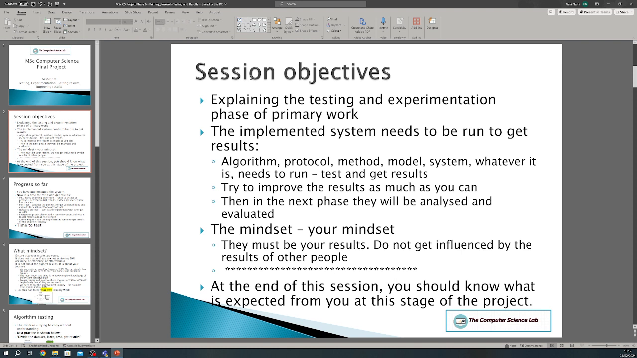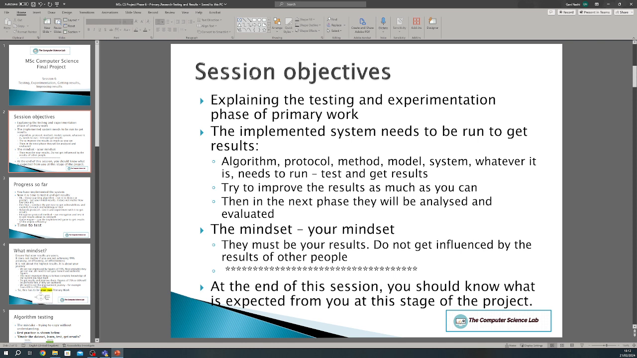So after that, you will try to improve those results. So what have you done with it? It's not just about getting some results and then displaying them and showing that, yeah, I have done this. No, it is about improving them, analyzing them and evaluating them. Without doing this type of work, there is nothing to analyze and evaluate.